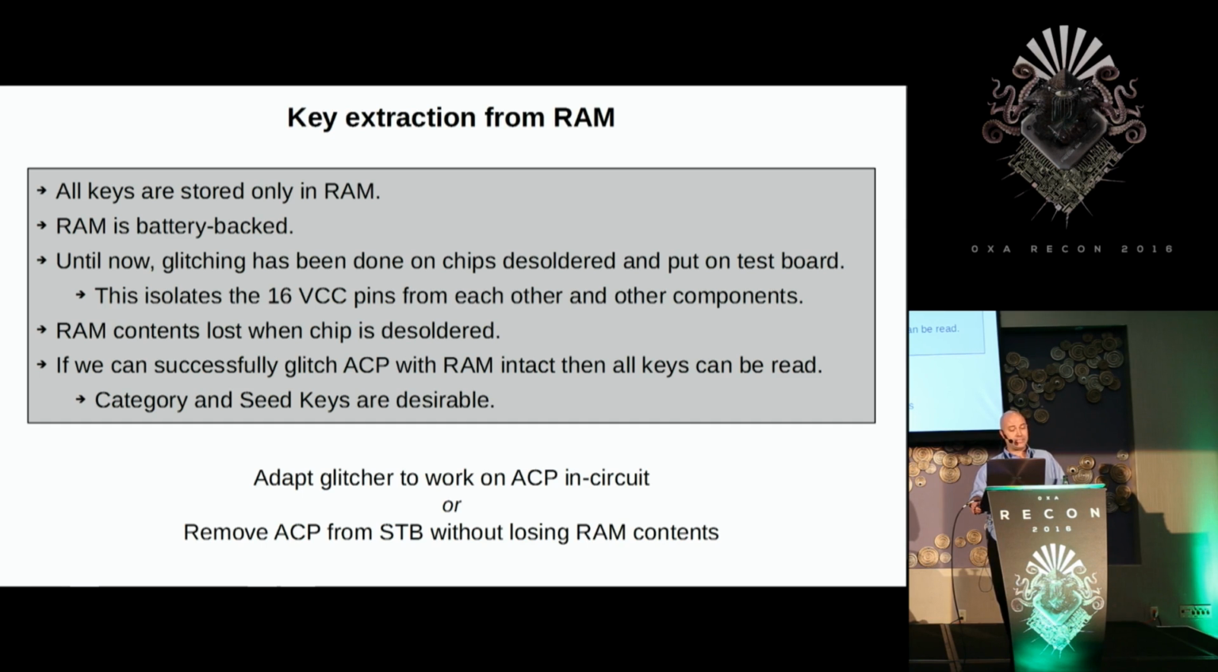It's possible to glitch the ACP and read out memory, but my glitcher works with an ACP that's been removed from the set-top box. When the ACP is in circuit, the connections to the other components and it having 16 VCC connected pins pose a bit of a problem. So to glitch the ACP in circuit is going to require some modifications to the set-top box, disconnecting it from the other parts. Another alternative was to remove the ACP from the set-top box and place it on a breakout board without losing battery power and wiping RAM.